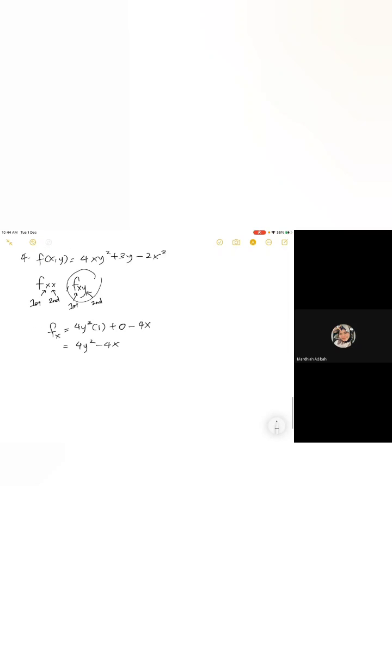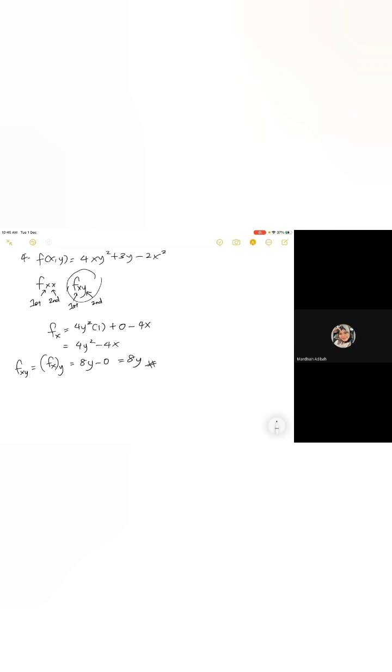Okay, now we proceed with fx, differentiate the fx with respect to y. So this is what we call fxy. Do not take the original question. You take the one that you have differentiated with respect to x just now. Differentiate fx with respect to y. Now x is constant, so 4y to the power of 2 will be 8y. However, the negative for x, since x is constant, will be 0. So this is your answer.